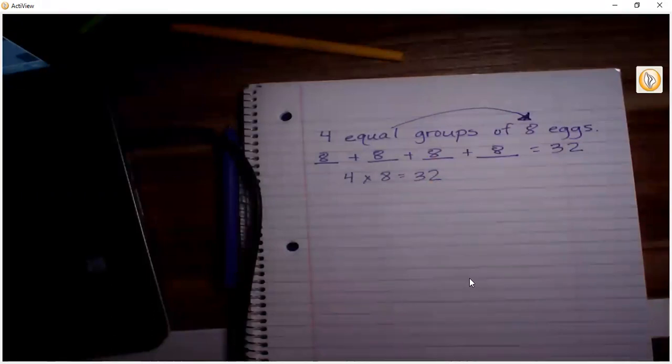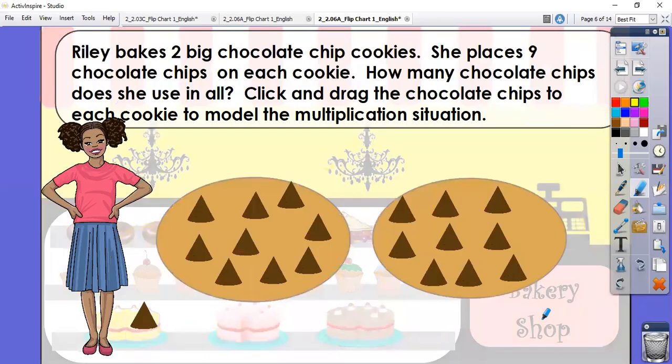Okay, let's go back. You can pause your video if you're not quite done writing. We're going to check out our next page. So here Riley has some chocolate chip cookies. She has 2 big chocolate chip cookies. She places 9 chocolate chips on each cookie. How many chocolate chips does she use in all? So I've already built it for you, but I want to go ahead and build it with you in our notebook.